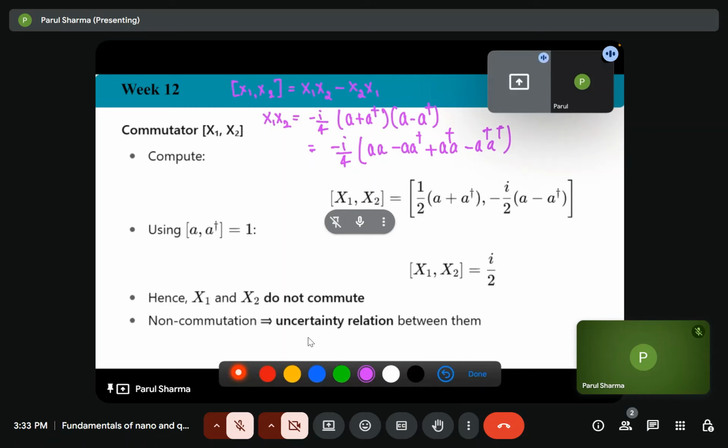Okay. Now when we solve the x2 x1, similarly you can write x2 x1 equals to minus iota by 4 a plus a dagger, a minus a dagger, a a minus a a dagger plus a dagger a minus a dagger a dagger. So we will take the iota by 4 common.